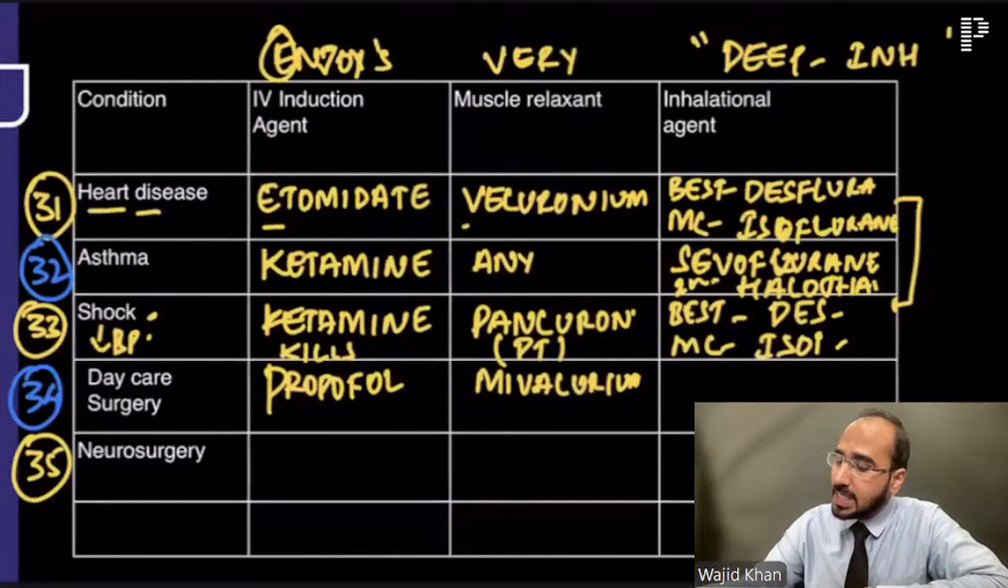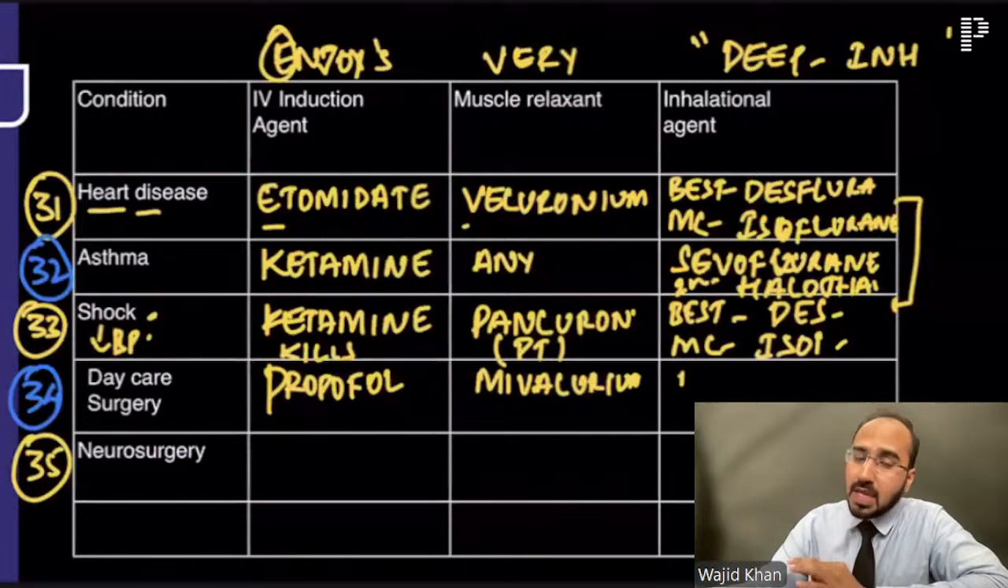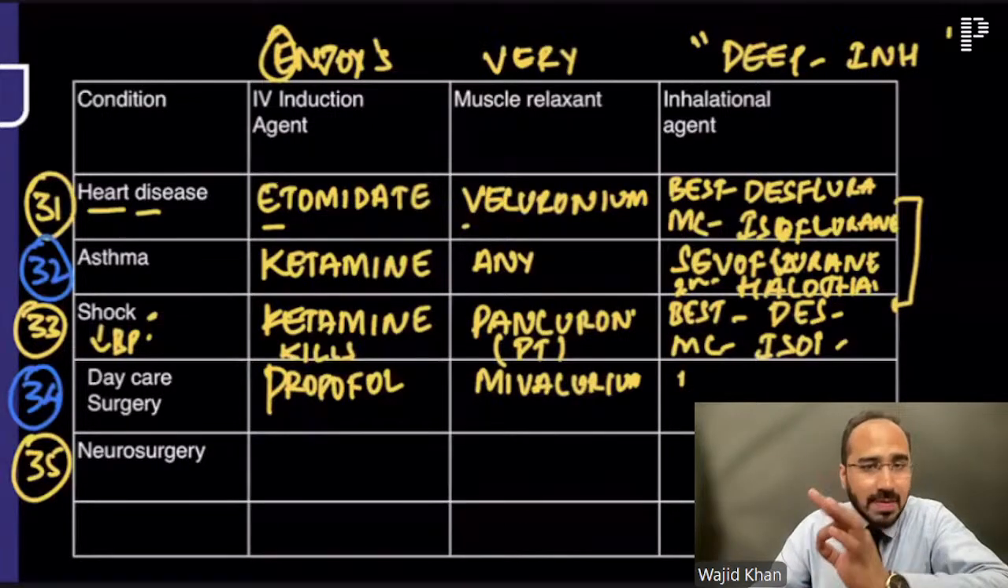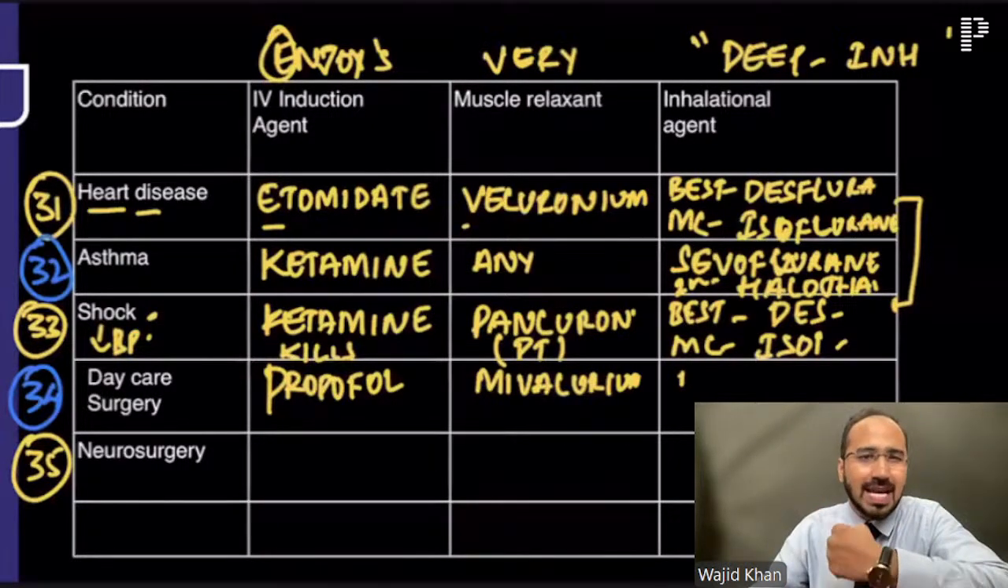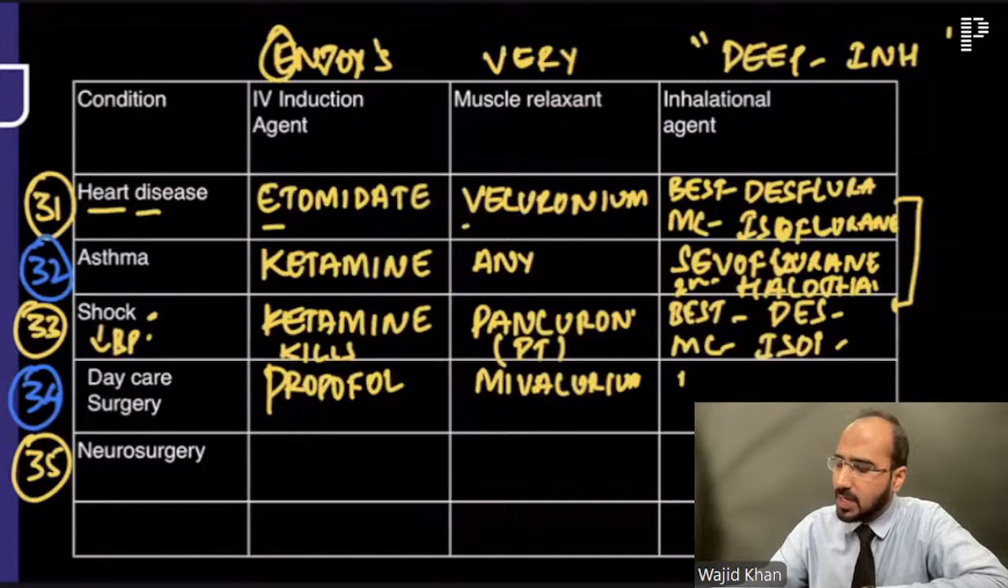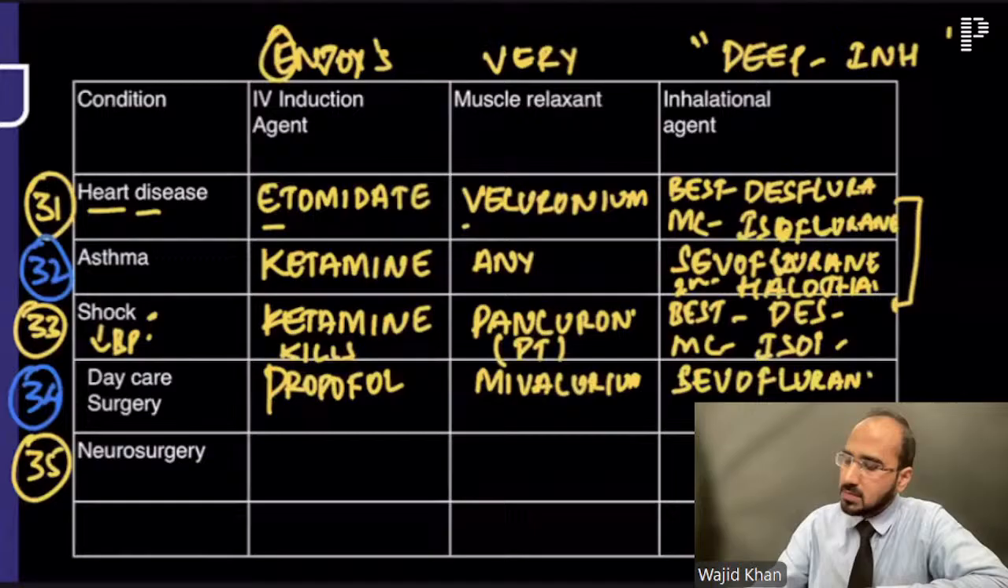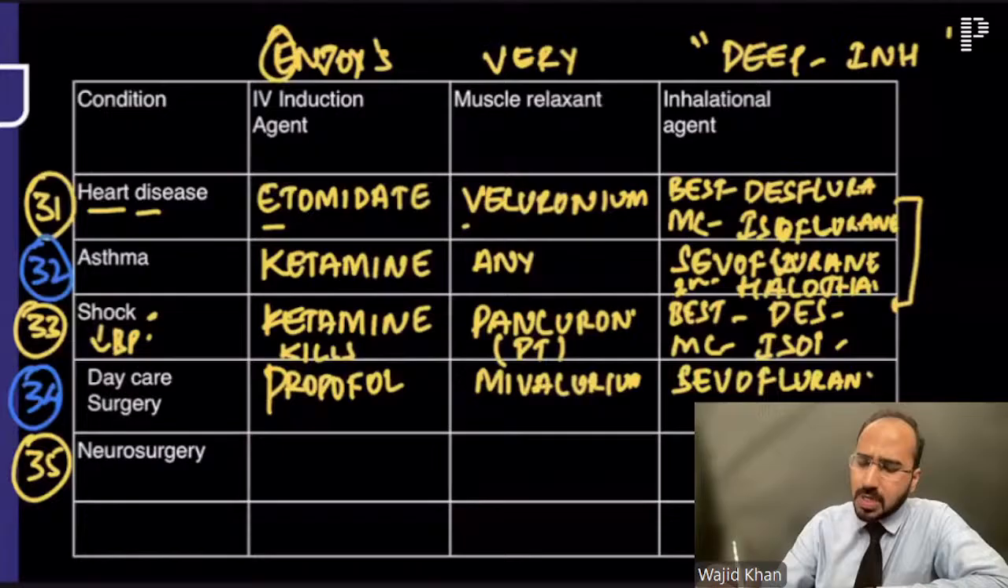Which is the inhalational agent of choice for daycare surgery? Previously it was told desflurane, but as desflurane causes some airway irritation and laryngospasm or bronchospasm, we are not giving desflurane. Instead, we are using sevoflurane.